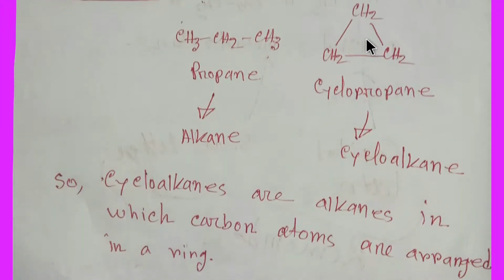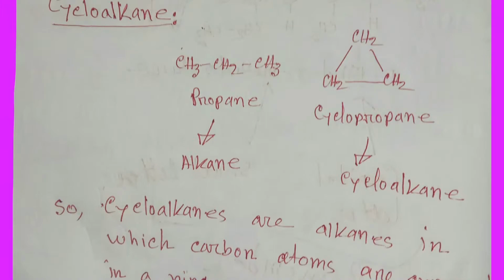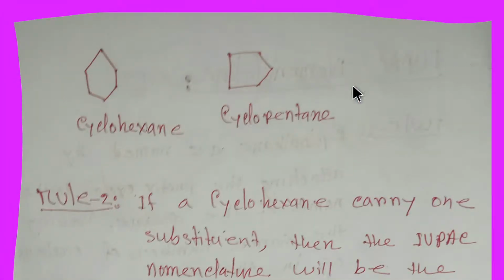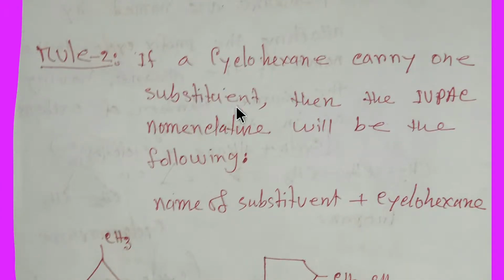Here this is a ring, right? So cycloalkanes will have a ring, and alkane doesn't have any ring. This is the difference between alkane and cycloalkane. Well, here are another two examples. This is cyclohexane and this is cyclopentane. Just watch it.